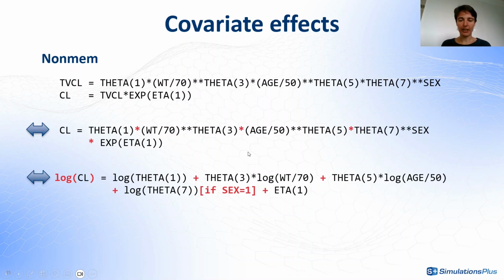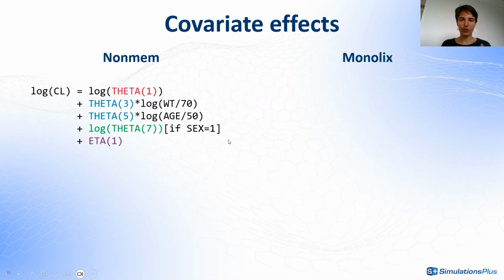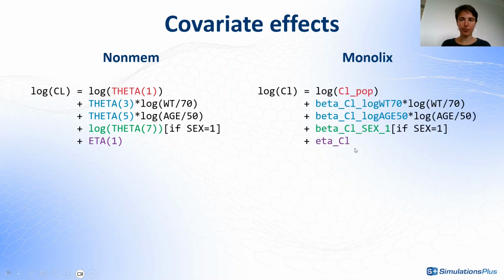If I want to really explain you how it works in Monolix, I will show this really side by side. So that's the same equation as we had before with some coloring and the corresponding Monolix equation. And you see it's really the same, just the parameter names are a bit different because we use more meaningful names than just theta numbers. So here I have log of CL pop plus the beta times log of weight divided by 70, same for the age, the parameter that is added if sex is equal to 1, and the random effects.